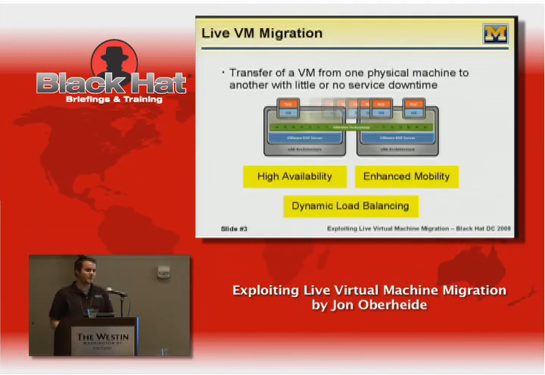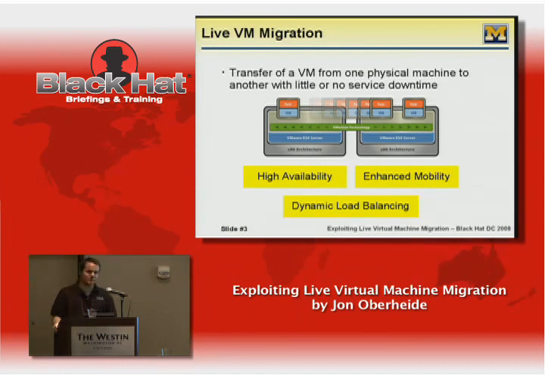So simply put, the migration of a virtual machine is the transfer of a machine from one physical machine to another physical machine with hopefully little or no service downtime. In our nice little diagram here provided by VMware, thank you, we have a virtual machine which contains applications and the OS moving between two physical machines with their vMotion technology. This enables several advantages. High availability is one of the primary advantages.